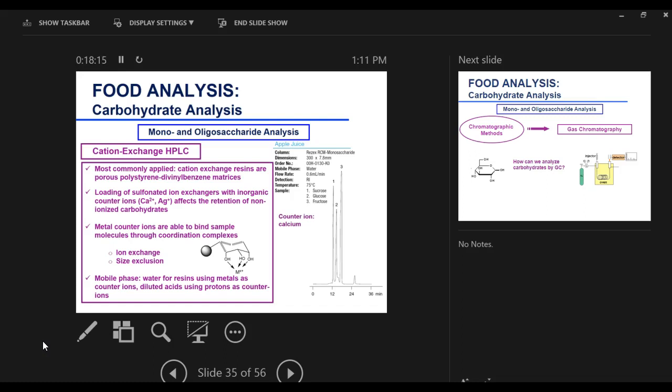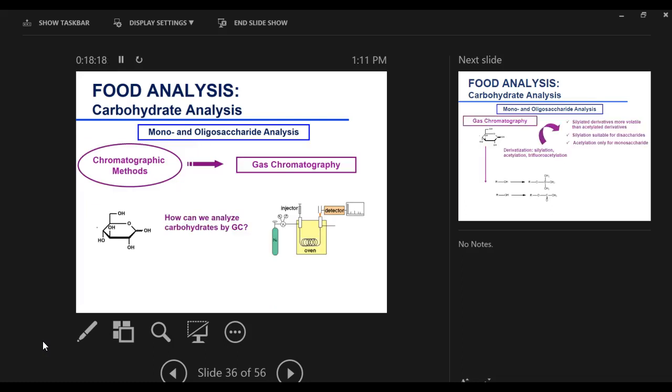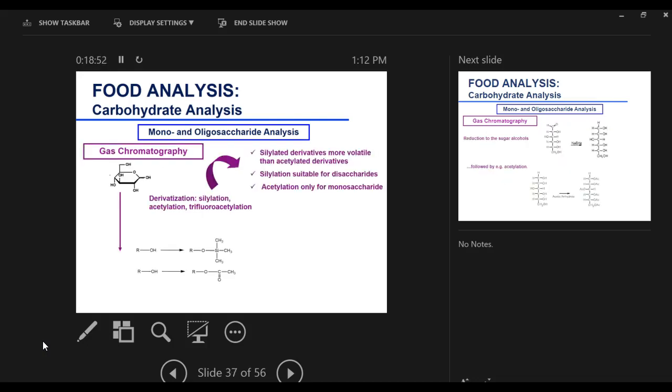All right, this is the last one for HPLC, but we can also do GC for neutral mono and di oligosaccharides. So we can actually use GC to measure these sugars. However, there's a problem. Are the sugars volatile? They're not volatile. They're not thermally stable. So what do we do? We have to derivatize them. Okay? So we have to change them into compounds that are volatile and thermally stable.